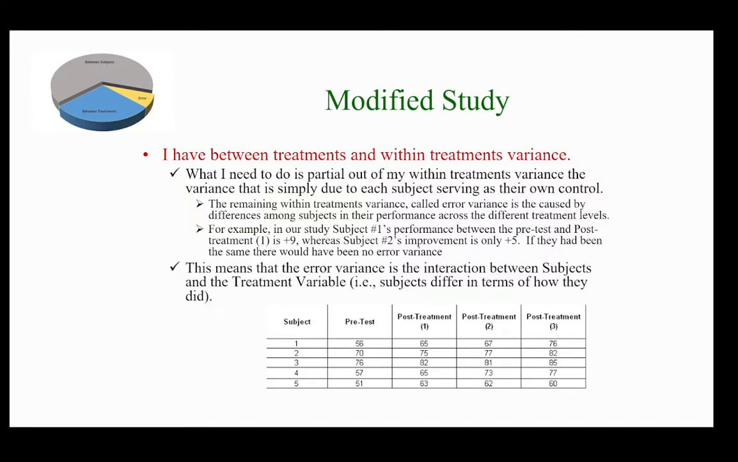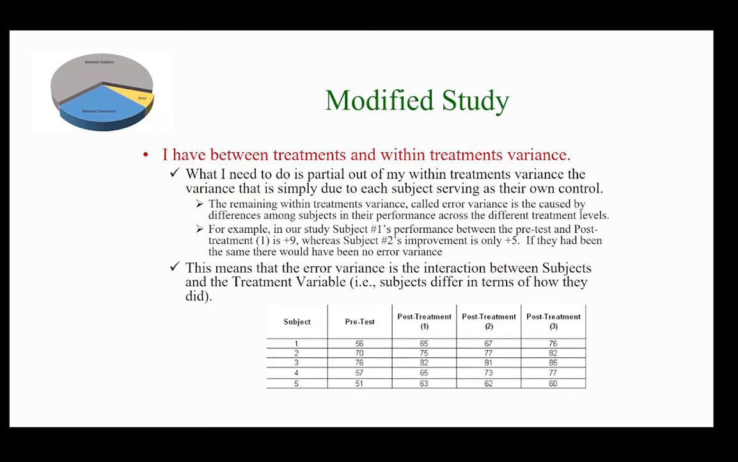There's the piece that's due to each subject serving as their own control, the point being that I don't care where they start from. All I care about is the net change from one time period to the next. The not caring where they come from or start from, that's referred to as between subjects within treatments. Then what's left over from the within treatments is the error.